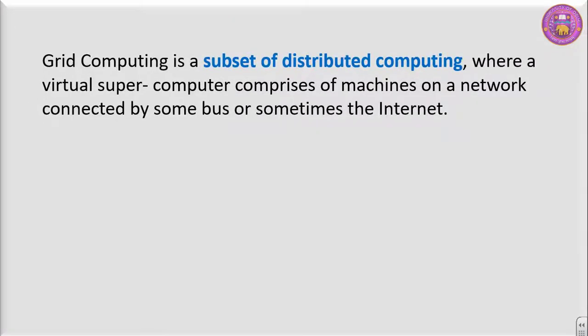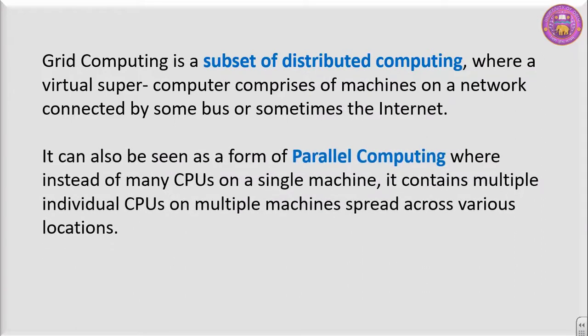Grid computing is a subset. It is a part of distributed computing, where a virtual supercomputer comprises machines on a network connected by some bus or sometimes the internet. Here bus means wire. It can also be seen as a form of parallel computing, where instead of many CPUs on a single machine, it contains multiple individual CPUs on multiple machines spread across various locations.